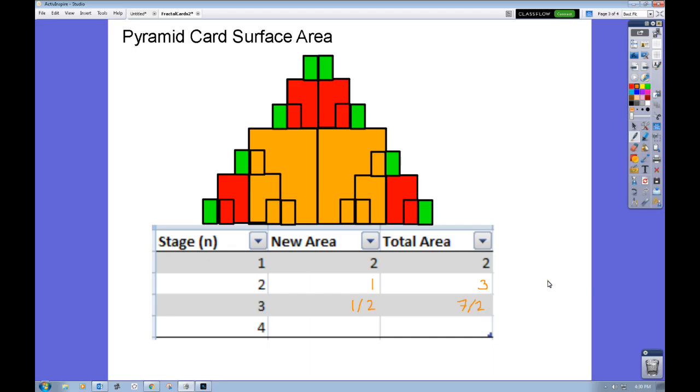It's left as an exercise for you to figure out how much new area is generated at stage 4, how much total area we have at stage 4, and you also have to generalize to say how much new area and total area we have at stage n. Ask if you have any questions. Good luck. Once again, the math that we studied in the Khan videos will be all you need to come up with your equations.